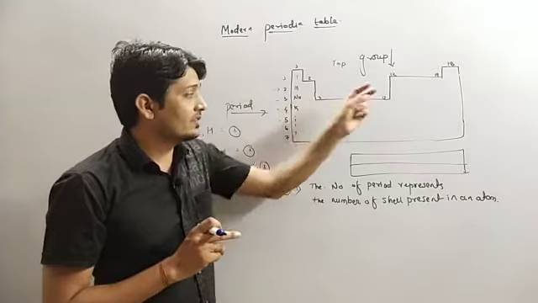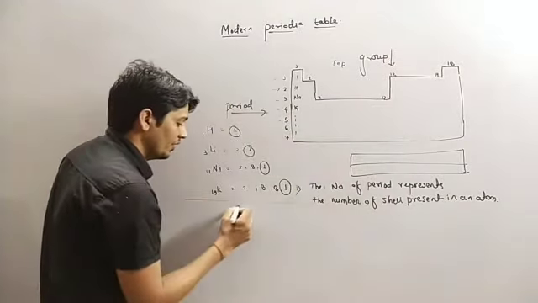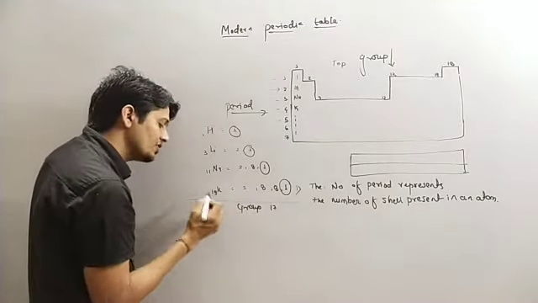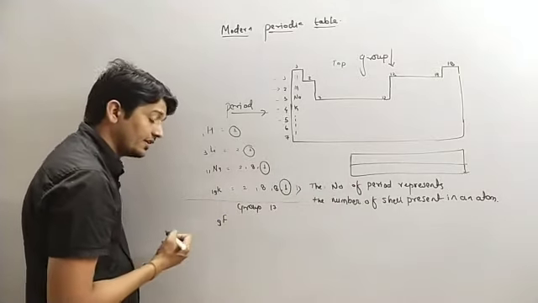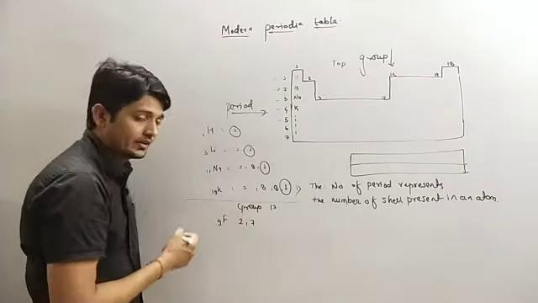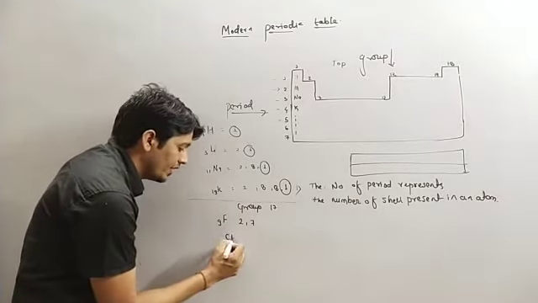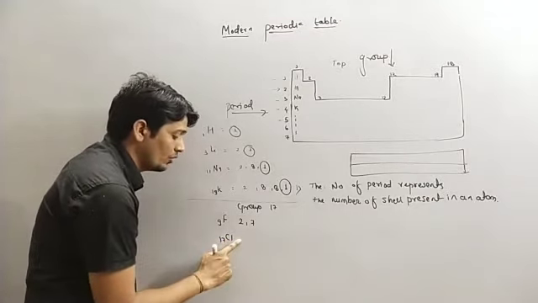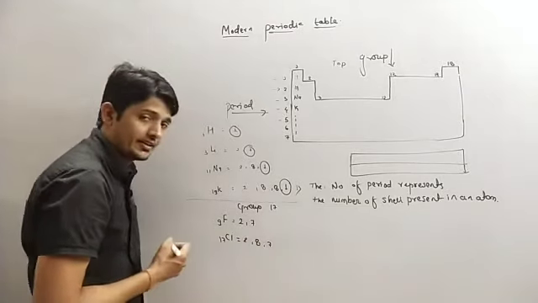Now we will look at an example of elements of group 17. In group 17, the first element is fluorine. Fluorine contains 9 electrons, so its electronic configuration is 2 and 7. 2 and 7 is 9. After fluorine we have chlorine, and chlorine has atomic number 17. So its electronic configuration will be 2, 8 and 7.